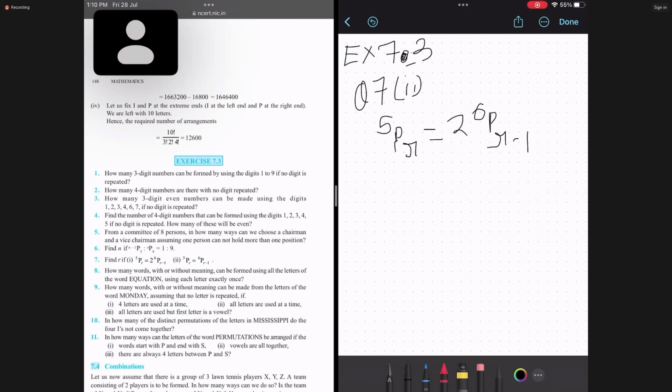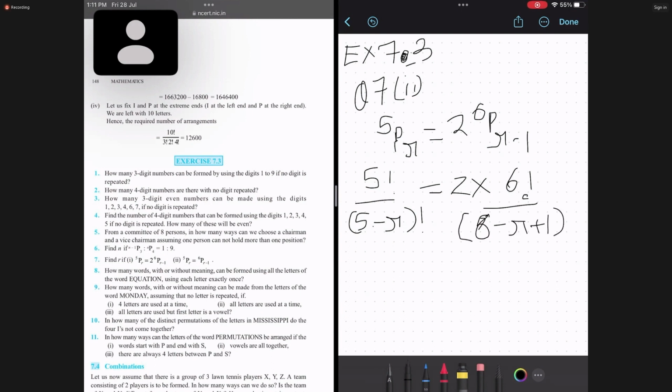So this is also an algebraic question. This is not a permutation combination question as such, but we are going to solve this using nothing but algebra. First we'll expand the nPr formula, and then we'll solve for r, which will result in an algebraic equation, and we'll be able to solve that, right? So I'll just expand. 5 P r is 5 factorial upon 5 minus r factorial, which is equal to 2 into 6 factorial upon, again, 6 minus r plus 1 factorial. Correct. So this could be cancelled.